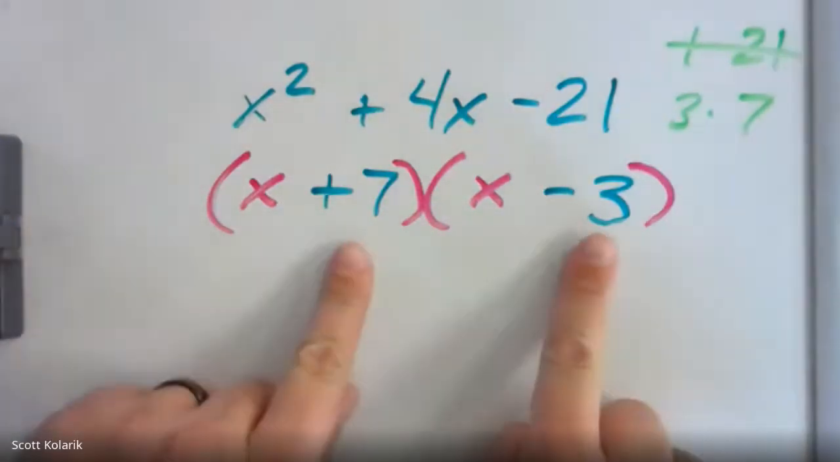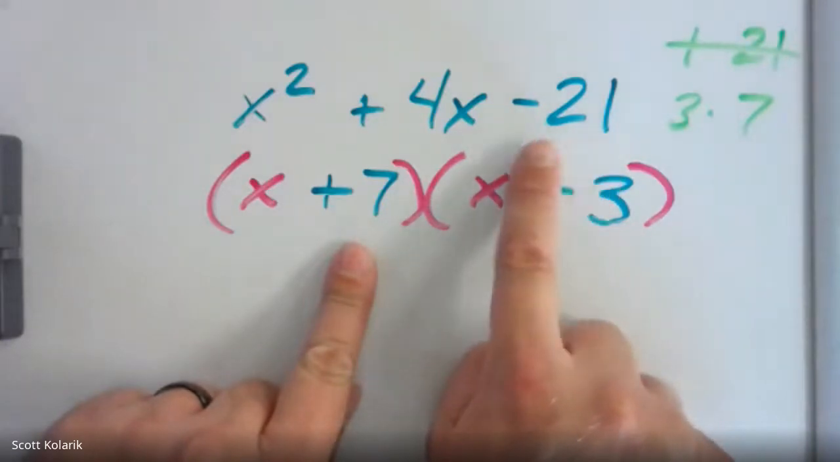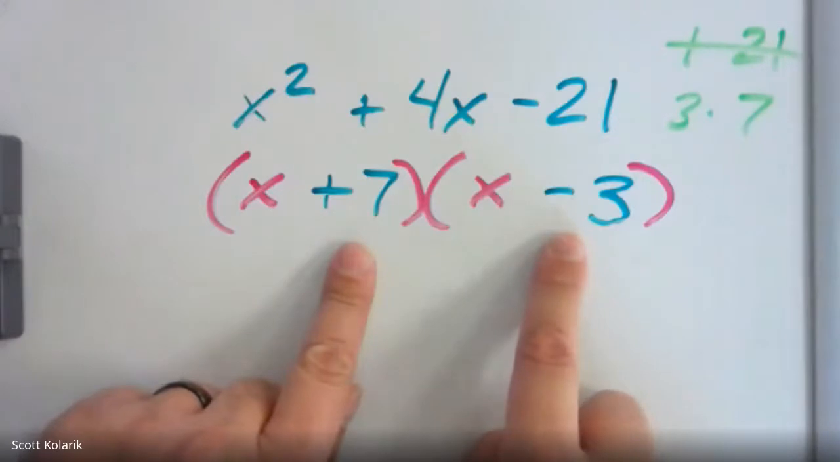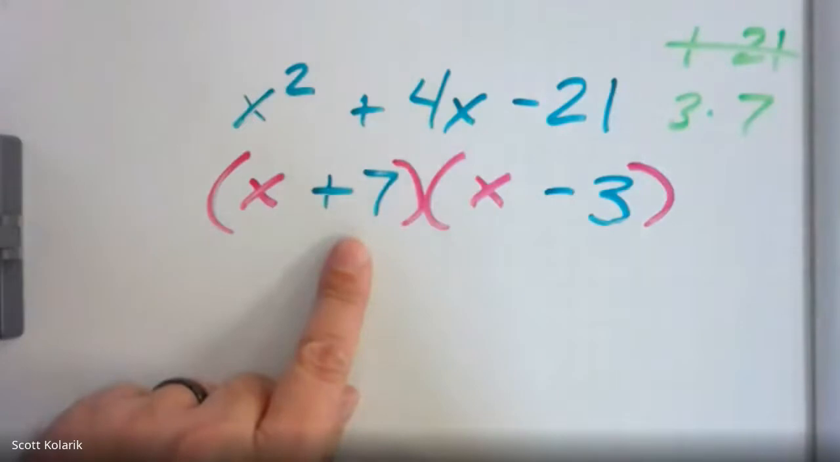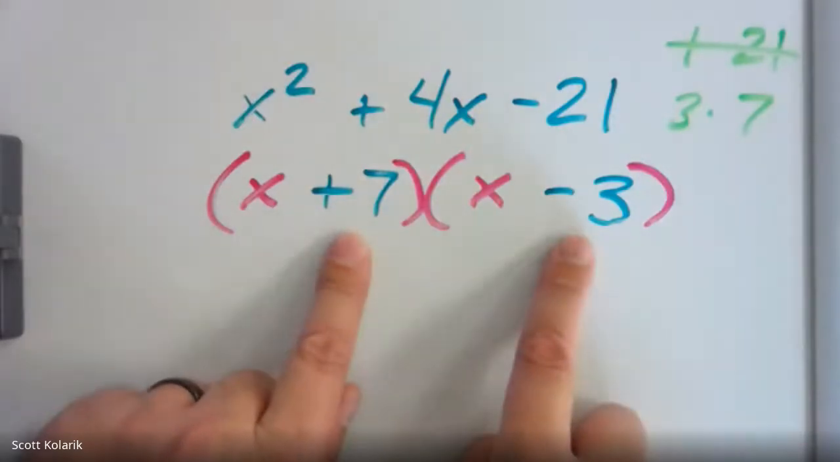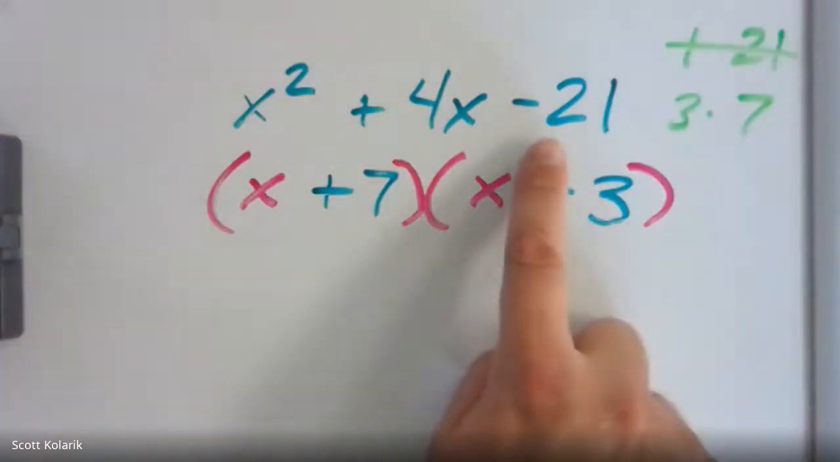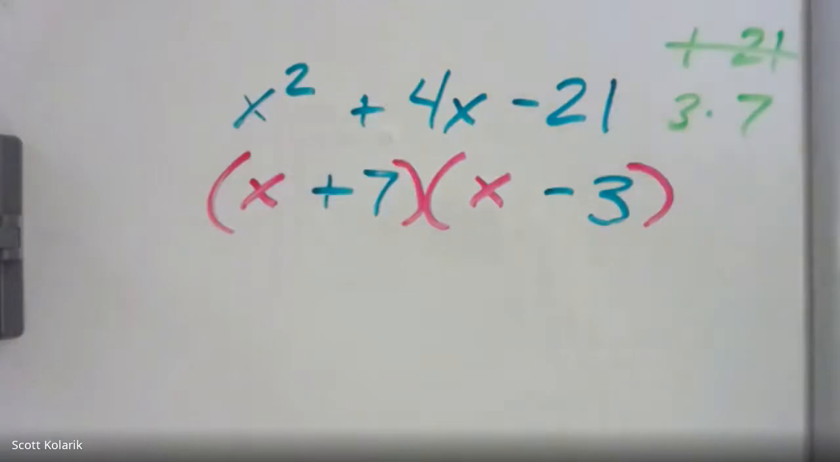just to confirm, positive 7 times a negative 3 gives me negative 21. Again, since one is negative, that's why I get a negative result. Then when I add these two together, I get a positive 4 in the middle because the positive number was bigger. So a lot of moving pieces in these problems, but that's the game you ultimately play. A little puzzle of what multiplies to make the last number, but also adds to make this middle number. And there you go.